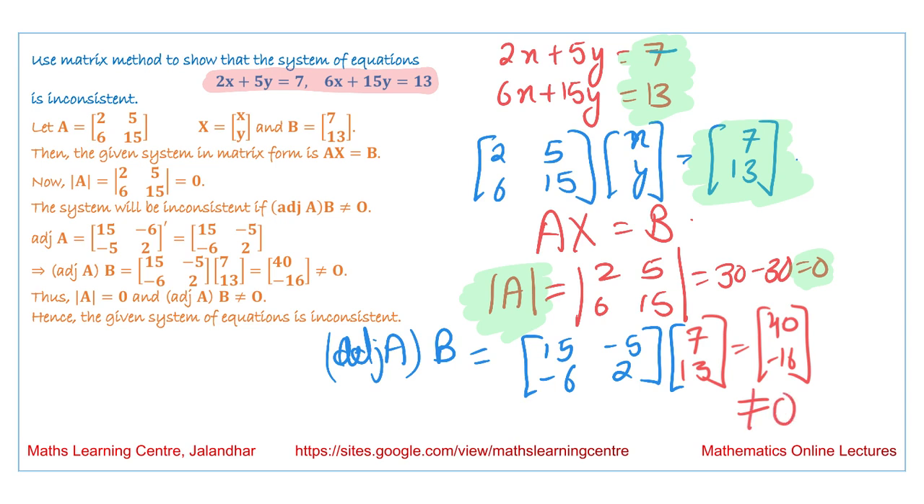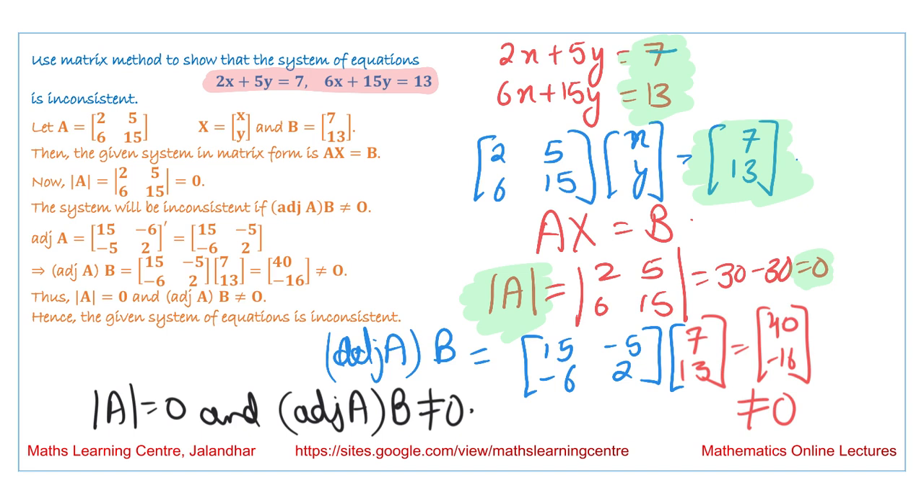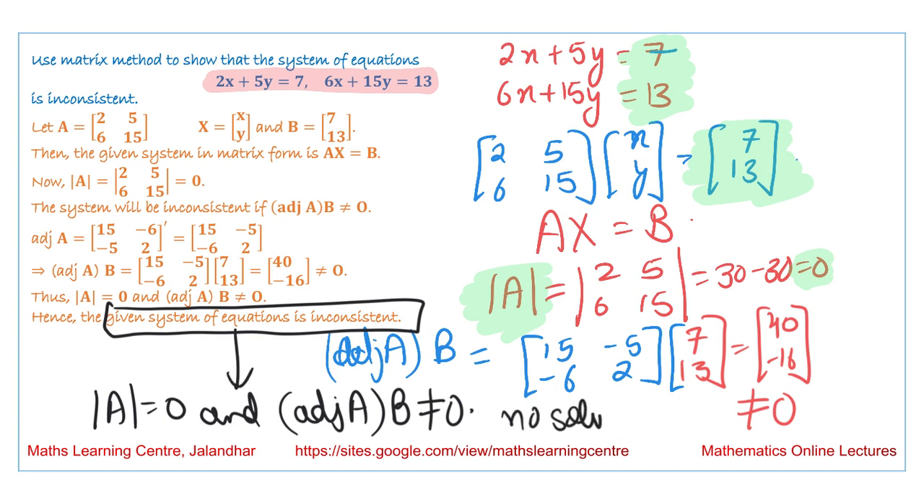So in this case, determinant of A is equal to 0 and adjoint of A into B is non-zero. So we obtain that the given system of equations is inconsistent. That is, there is no solution in this particular case.